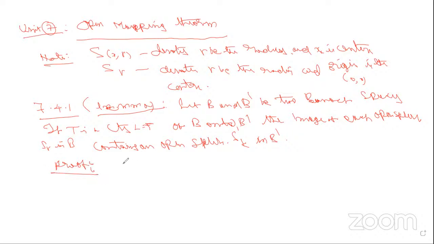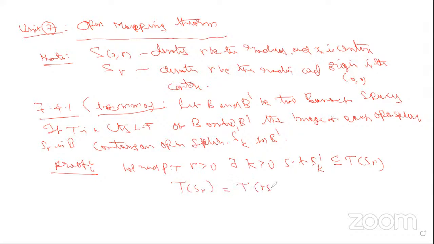We need to prove that for r greater than 0, there exists k greater than 0 such that S_k dash is a subset of T of S_r. First we observe that T of S_r equals T of r times S_1, which can be written as r times T of S_1.